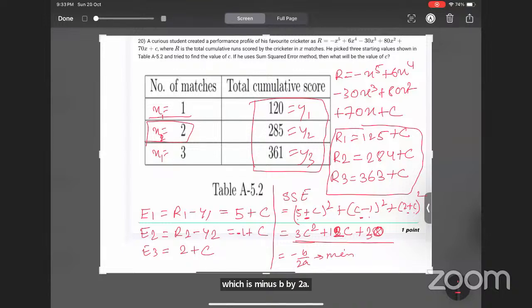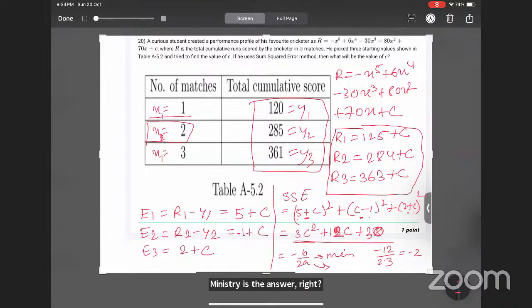Because we want the minimum squared sum error, we will calculate the minima. So what is our b? It's 12, so minus 12 by 2 into 3. What is the value? Minus 2, right? You can check, yes, that is the answer. Minus 2 is the answer. So that is how we can solve it.